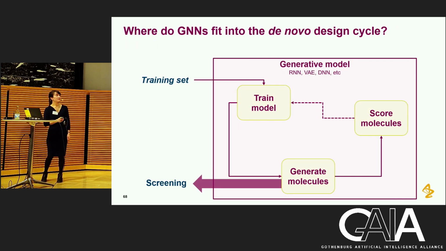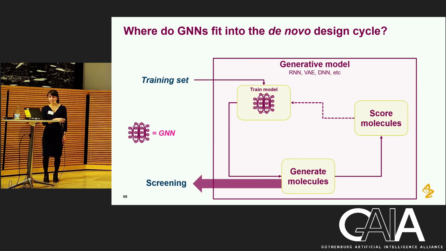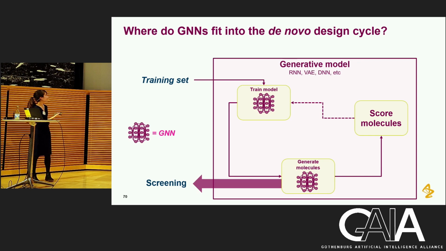So just quickly to summarize, here I have a scheme of a generative model. We would have some training set that we want to generate molecules like, and we would use it to train our model. We would then use our best model to generate molecules. And if they're promising enough, we could send them off for screening to an experimental lab, or we could go on to score them, and then use that information to improve our models and go through the cycle however many times is necessary. And I just want to point out that here graph neural networks fit both. We can use them to train the model, and we can take the best one and use it to generate molecules.